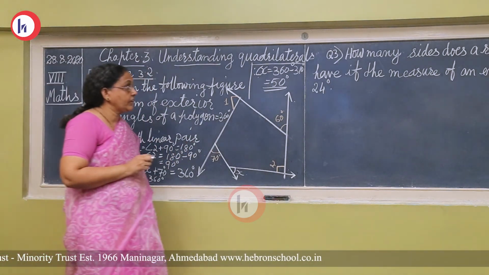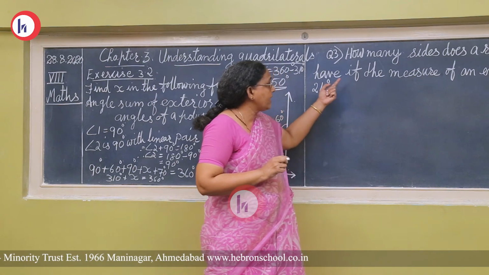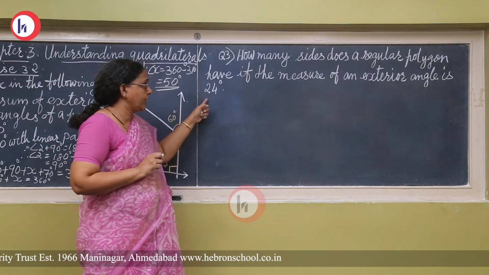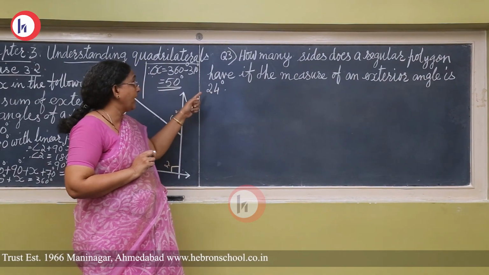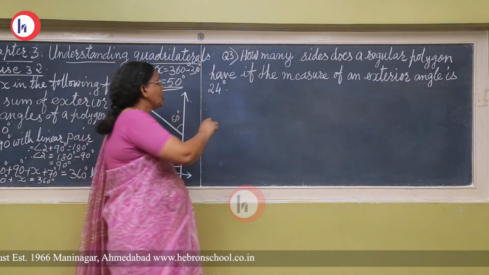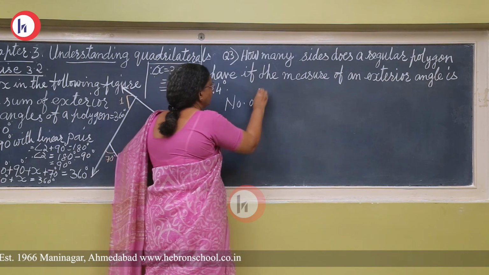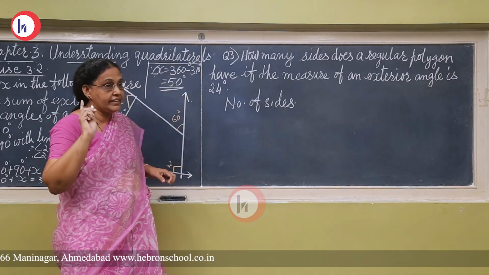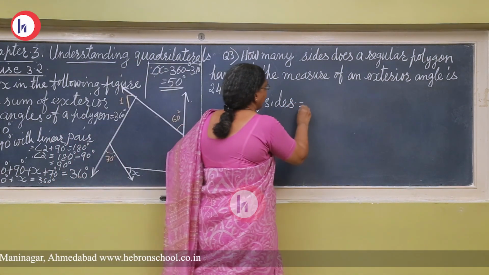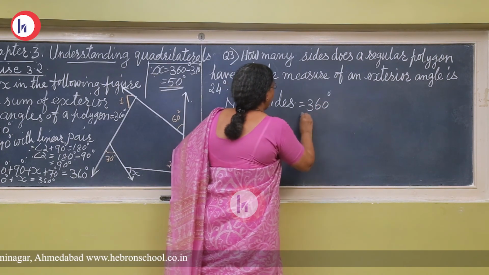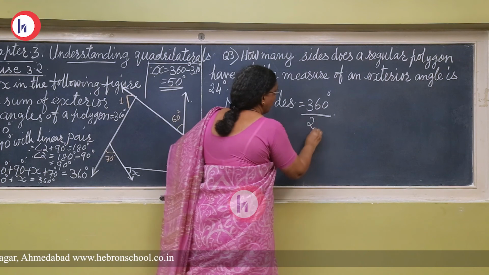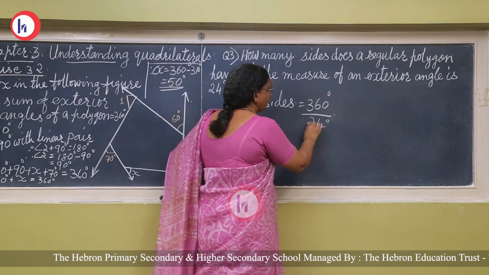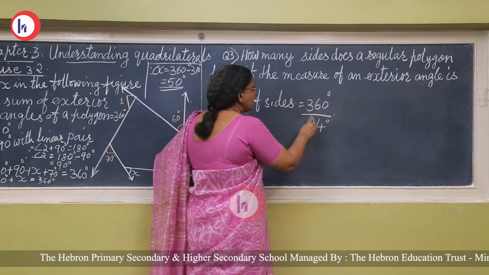Now let us find out some of the other examples that are given. How many sides does a regular polygon have if the measure of an exterior angle is 24 degrees? So how many sides does the regular polygon have? We have to find the number of sides. So the number of sides is equal to the total measurement, which we have already learned is 360 degrees, divided by each angle measure, that is 24 degrees. Now 360 degrees and 24 degrees, you have to cancel it.